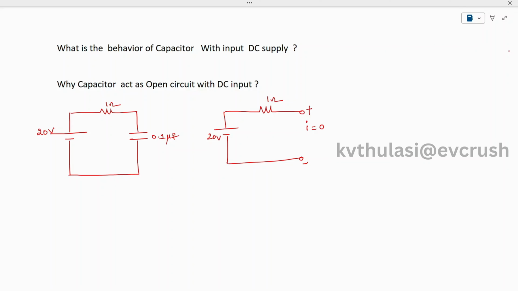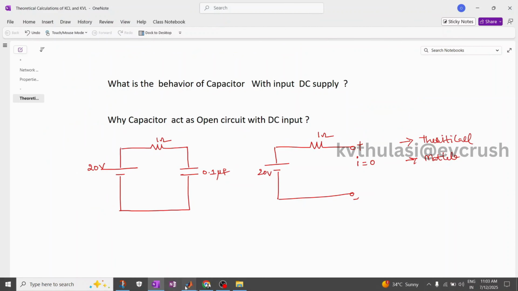Let's try to apply a DC input to an RC circuit, connected in series, with a resistance of 1 ohm and a capacitance of 0.1 microfarad. This analysis you are going to validate theoretically with my explanation, followed by a practical MATLAB simulation, where we will show why a capacitor is acting like an open circuit. So I will show this to you, where you will get clarity.